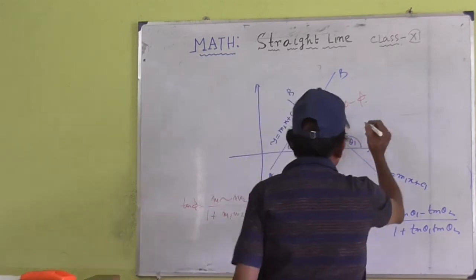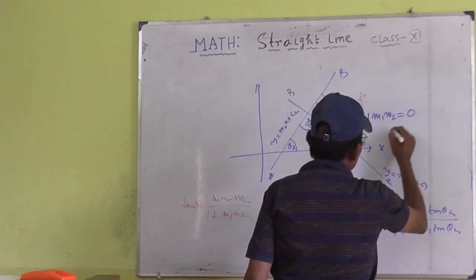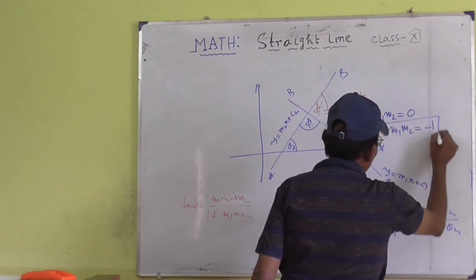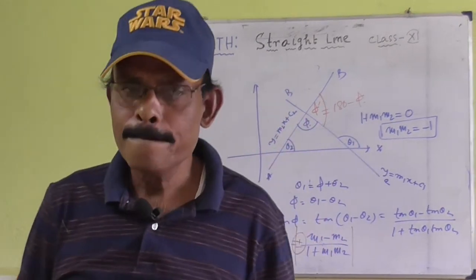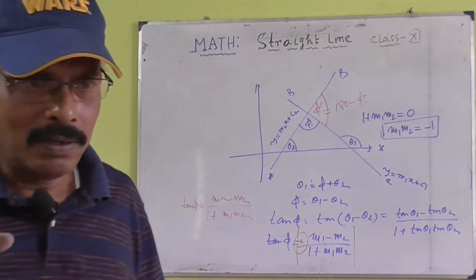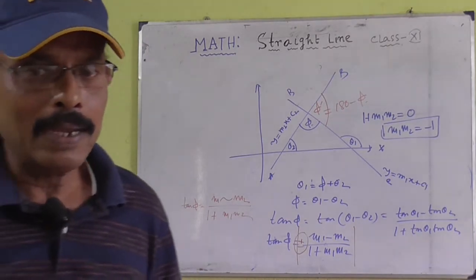1 plus m1 m2 equal to 0, so m1 m2 equal to minus 1. That is a formula. When the two straight lines lie perpendicularly, that means the product of the gradients is minus 1.